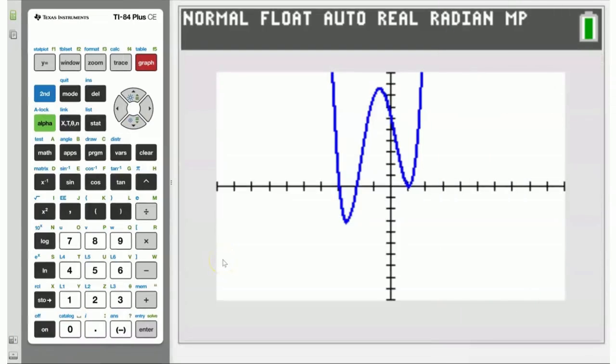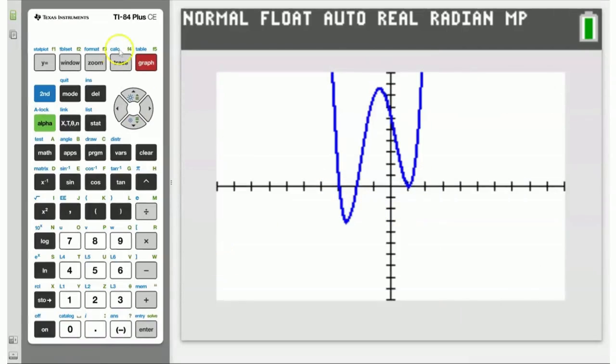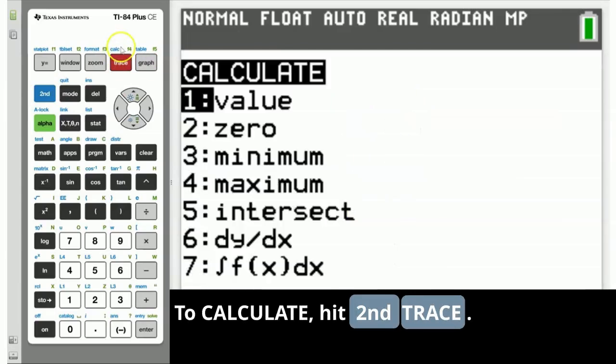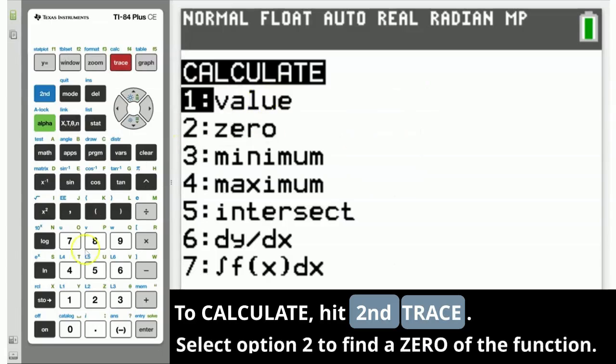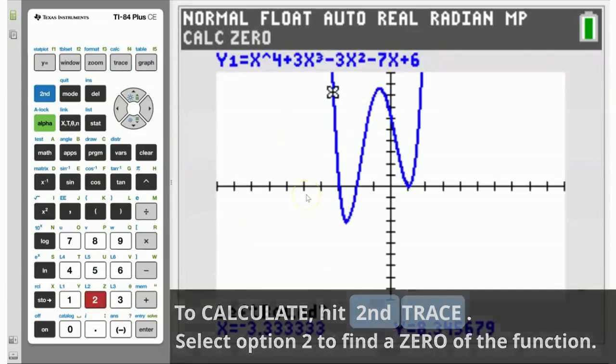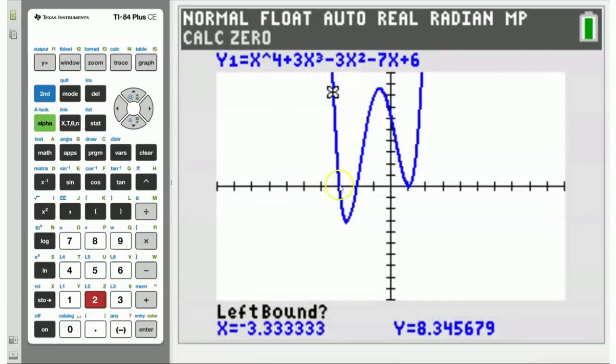All right, the other way we can solve for these solutions is that we're going to use the calculate feature, which is actually written in blue up above your trace key. So to get to that function, we're going to hit second trace to get to calc. And what we want to calculate is the 0 of the function. So I'm going to hit 2 for 0. And let's try to find this first point right here.